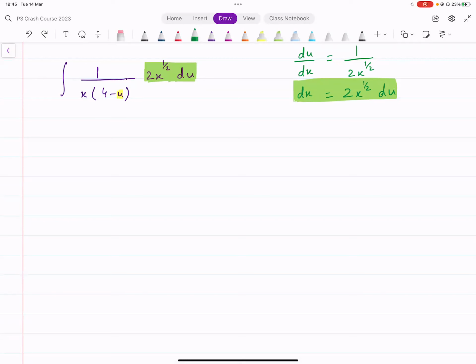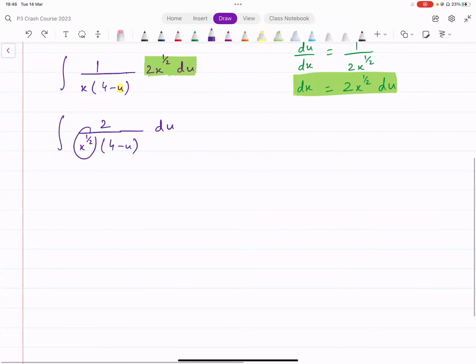How is that going to work? This is x power 1 in the denominator. This is x power 1 over 2 in the numerator. We could write this as the integral of 1 over x power 1 over 2 into 4 minus u. And in the numerator, I could write this 2 here, and then we have du. So what I've done is I've taken this x power 1 over 2 to the denominator so that it becomes x power minus 1 over 2, and then x power 1 minus 1 over 2 gives us x power 1 over 2. I've just used some indices rules here. This is what it gives me.